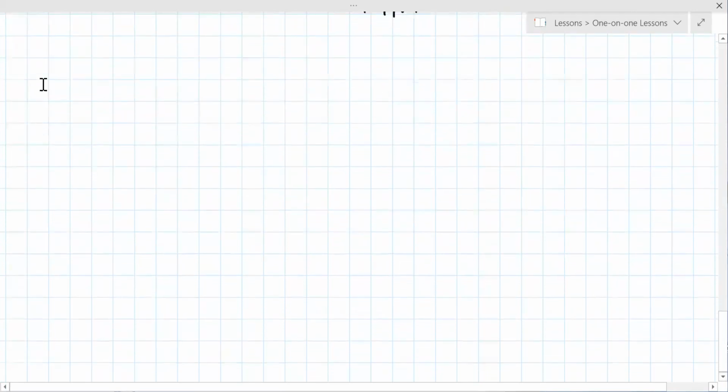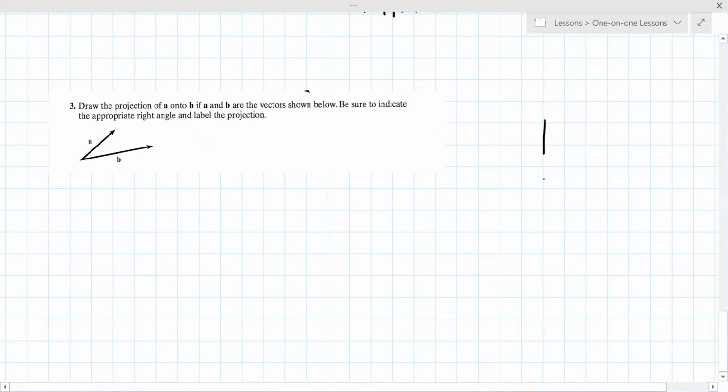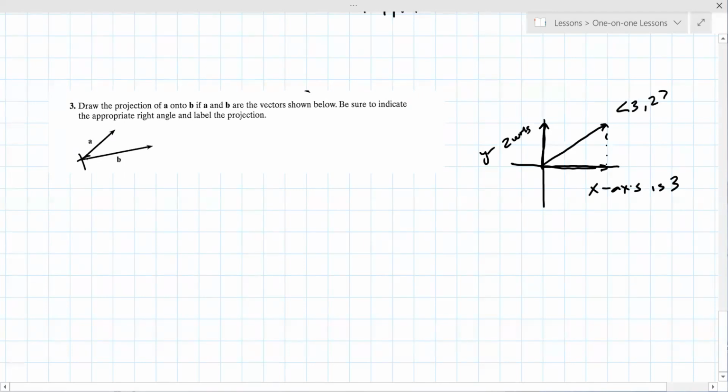You actually already know how to do these. You just haven't thought of them this way. So let me just draw something here that goes like this. This has 3, 2. So the projection of this vector onto the x-axis is 3. So there's 3 units on the x-axis, and the projection onto the y-axis is 2 units. Right. Okay, so in this problem over here, what you're trying to do is treat B like it's an axis. It's like how much of A falls on B.